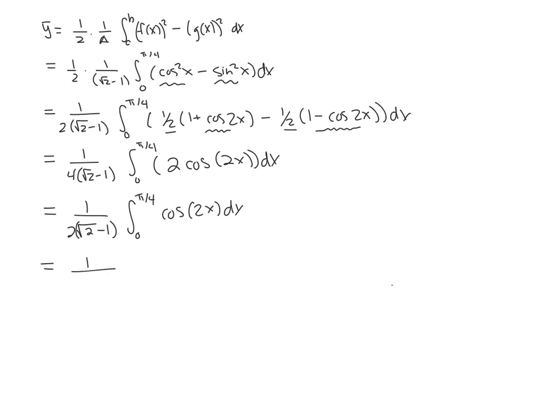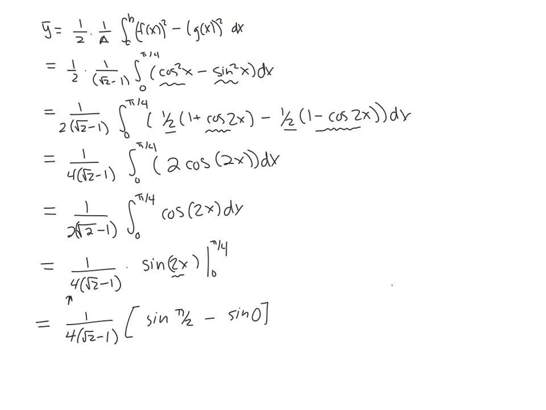1/2, so we're back to a quarter. 1/4 root 2 minus 1. Cosine's antiderivative is sine. Note I compensated for the 2 by making that into a 4. So we have 1 over 4 times root 2 minus 1 times sine of pi over 2 minus sine of 0. And you should know that sine of pi over 2 is 1. So we finally have that y bar is 1 over 4 times root 2 minus 1.